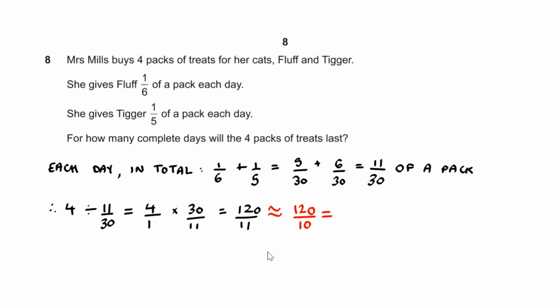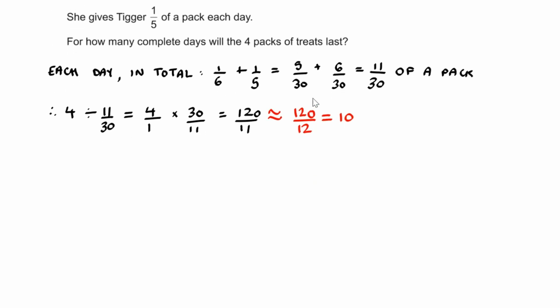Now, to work out what this is, well, what we can do is round this value to 120/10, which is around 12. So we're expecting around 10 days for her 4 packs to last. So therefore here we'd have 10 days.